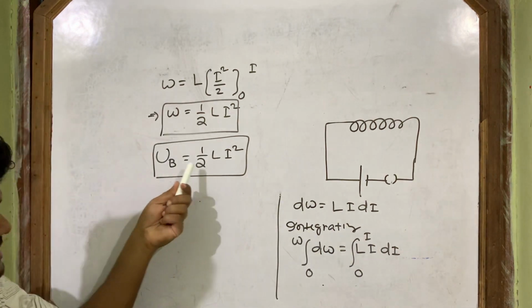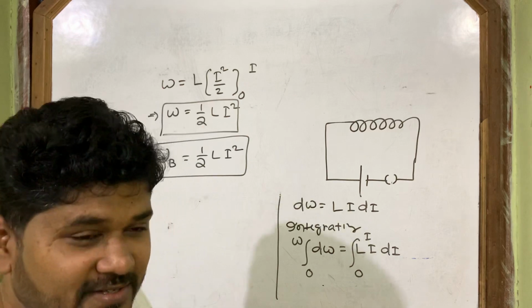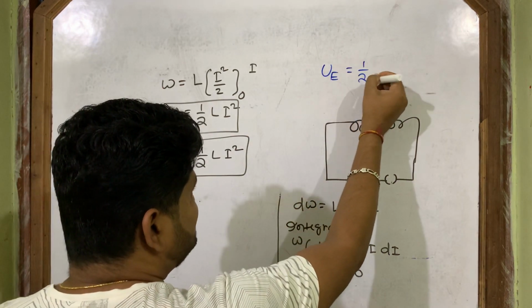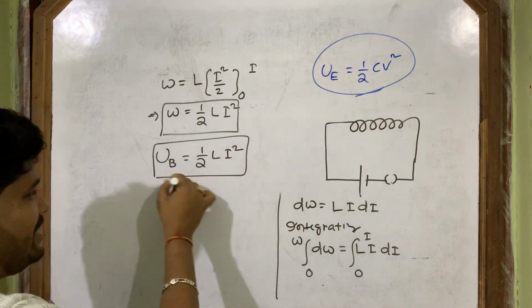Is this expression similar to some expression you already know from the capacitor? What is the electric potential energy stored in a capacitor? Half CV square, half Li square.